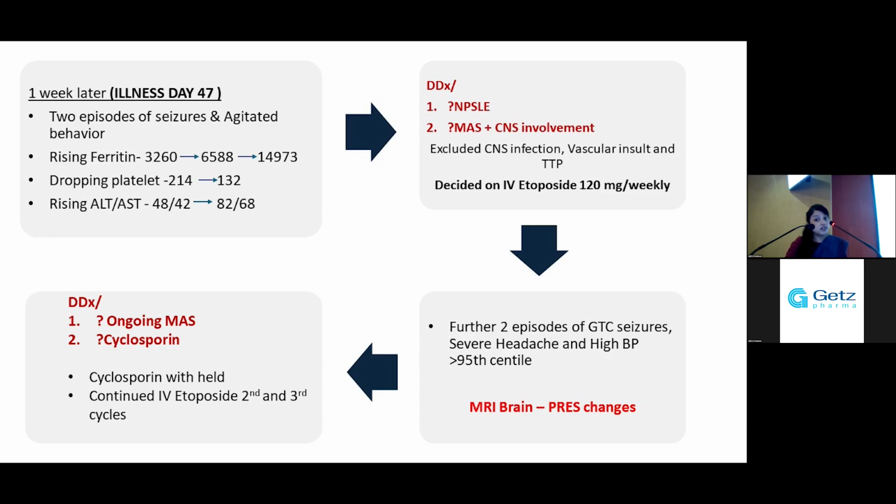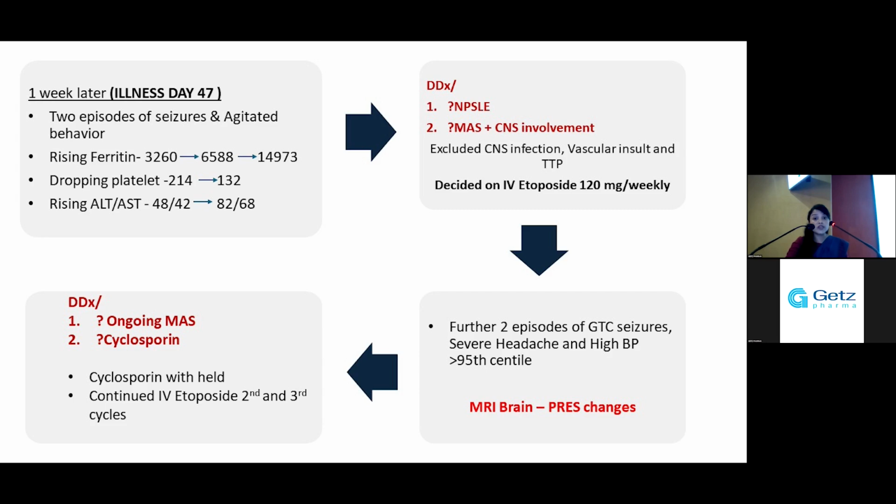Despite the first dose of the IV etoposide, the patient developed a further 2 episodes of generalized tonic-clonic seizures. At that point, the patient had a severe headache with high blood pressure going beyond the 95th centile. So we arranged an urgent MRI brain and it showed PRES changes.